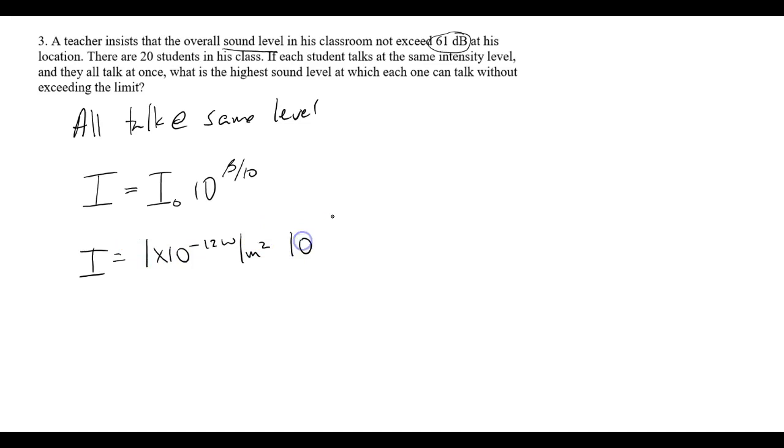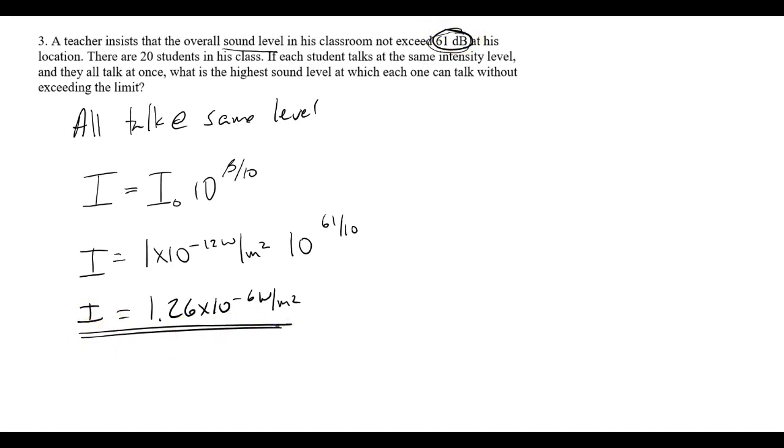Multiply that by 10, raise that to 61 divided by 10. All right, so if I punch in my calculator, I get 1 times 10 to the negative 12 times 10 raised to the 6.1, and I get 1.26. I'll say 1.26 times 10 to the negative 6 watts per meter squared. So what that means is the intensity of a 61 decibel sound is that. So the teacher does not want to perceive an intensity higher than that.